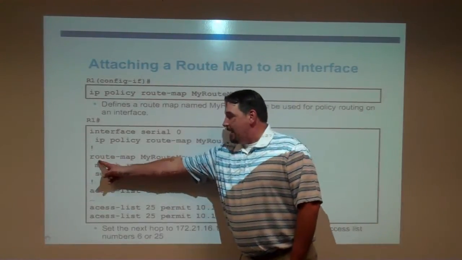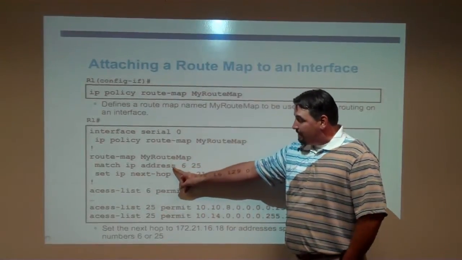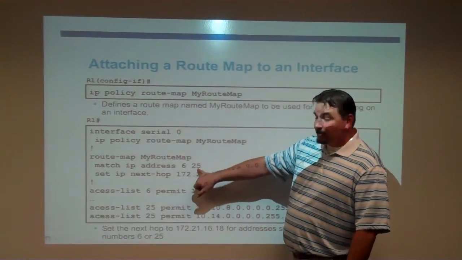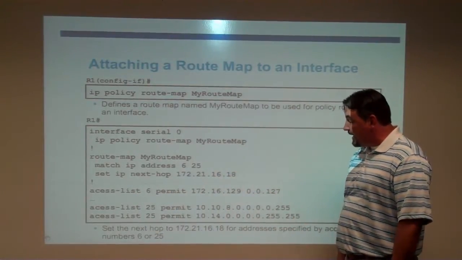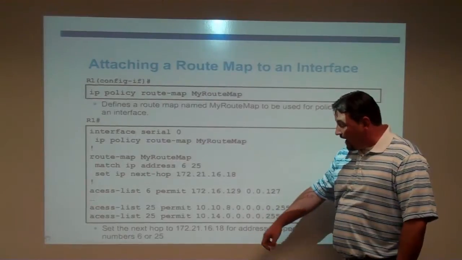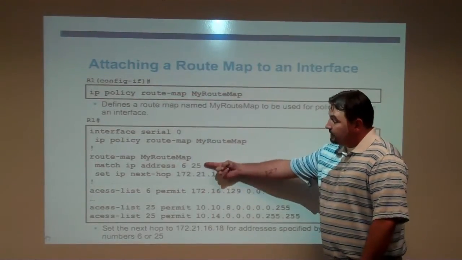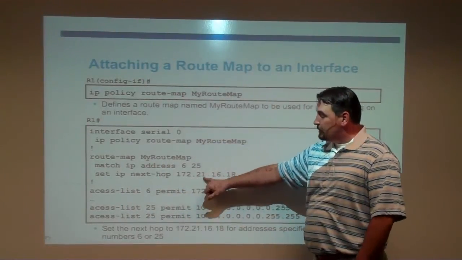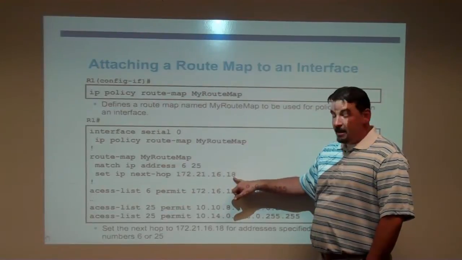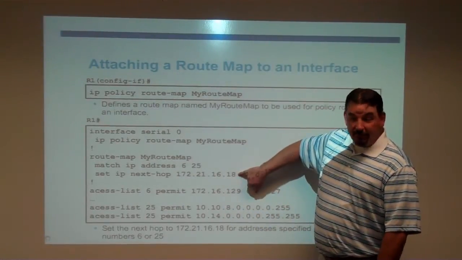They then created my route map. My route map, called my route map in this case, says if it matches the IP address of access list number 6 or access list number 25. So access list number 6 permits the 172.16.29 network. Access list number 25 permits the 10.10.8 and the 10.14.0 network. So if it comes from any of those three networks, we will set the next hop IP address to be 172.21.16.18. Okay? So if it comes from any of these three subnets, it goes out to this particular service provider.